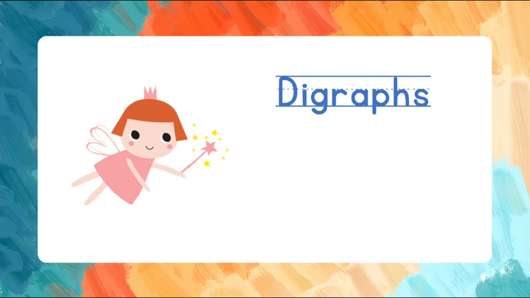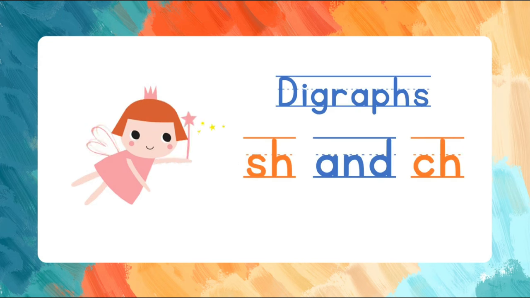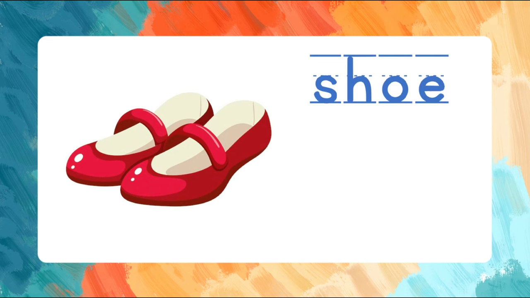In this lesson, we will learn to spell and read words with the digraphs SH, SH, and CH, CH. Repeat after me. Shoes. S H O E S.